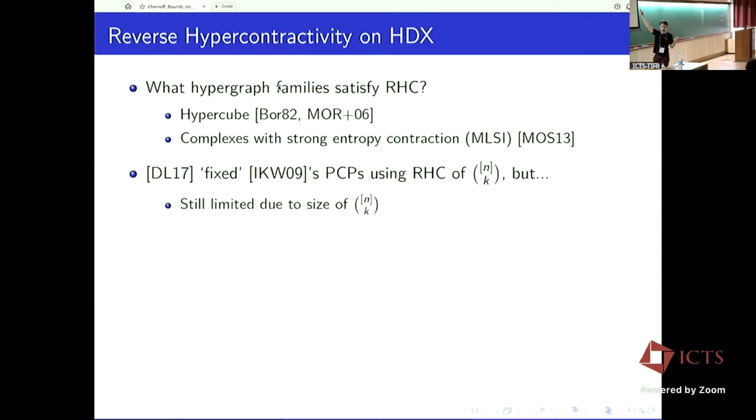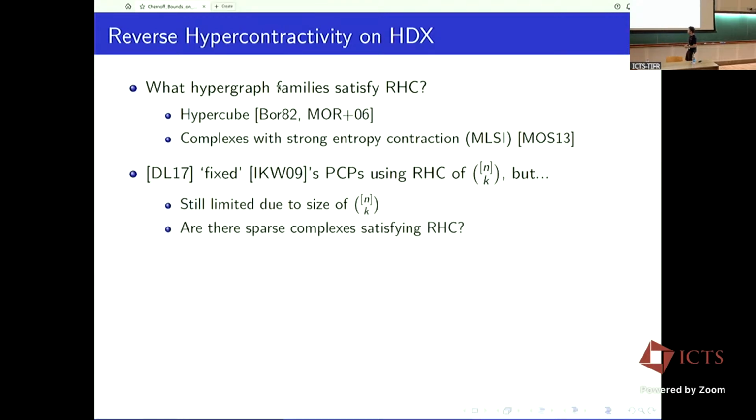But we still have the same problem, right? These are great PCPs. They essentially match parallel repetition combinatorially, but they're still limited because they're still of size n to the K, right? They're still every possible hyperedge. So we'd like there to be sparse complexes satisfying this notion of reverse hypercontractivity.